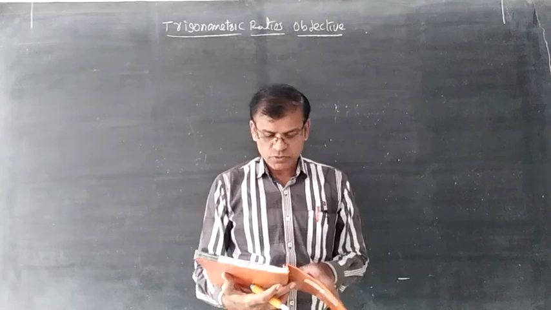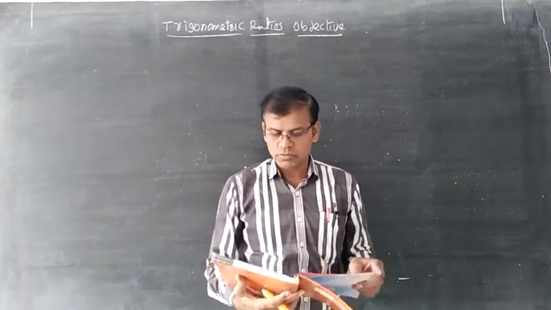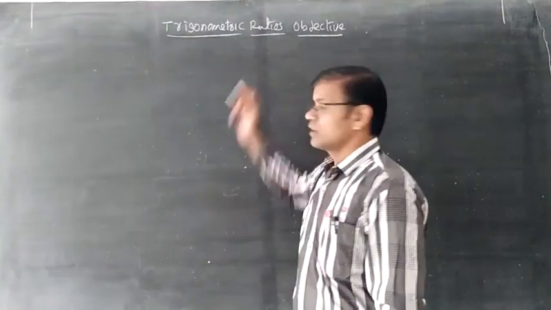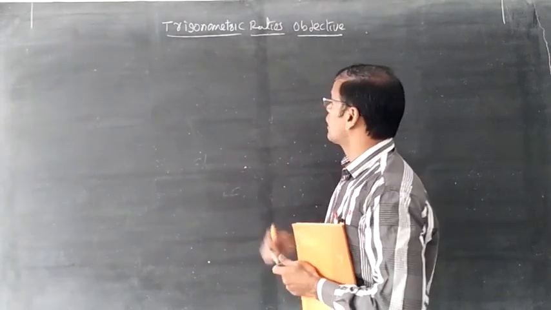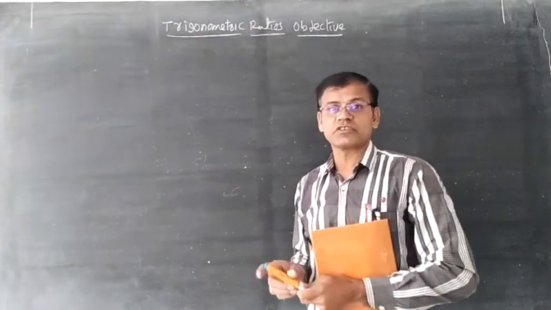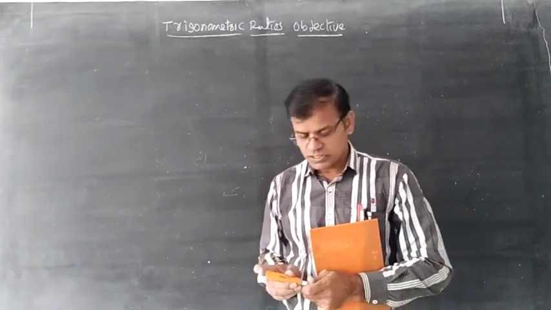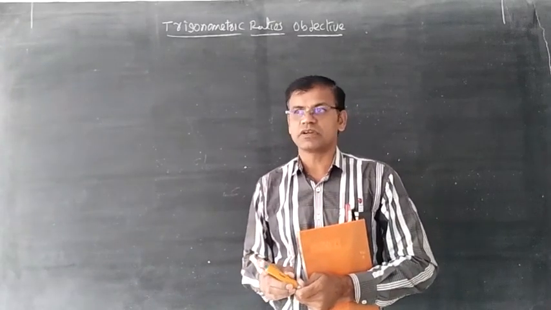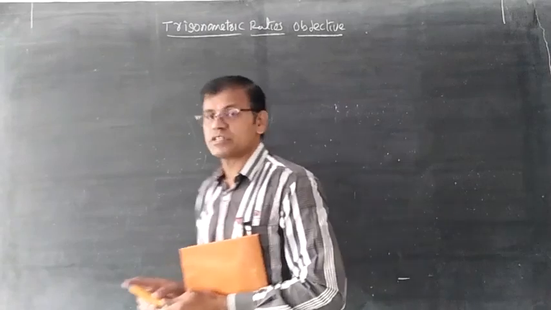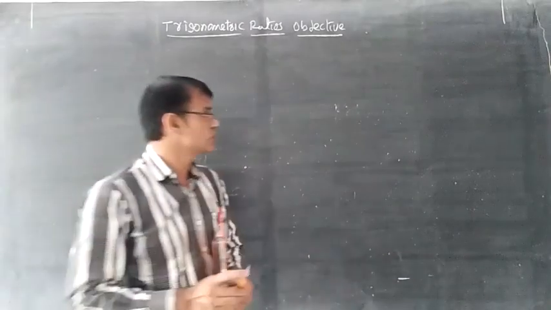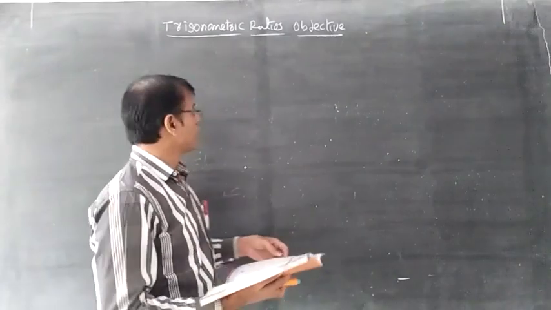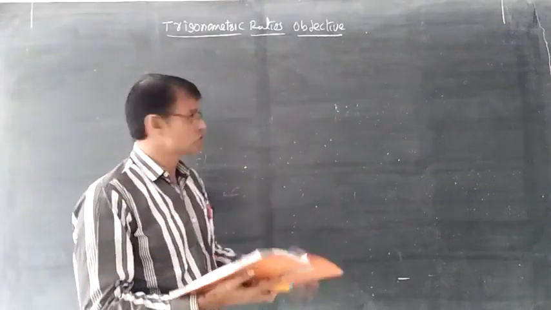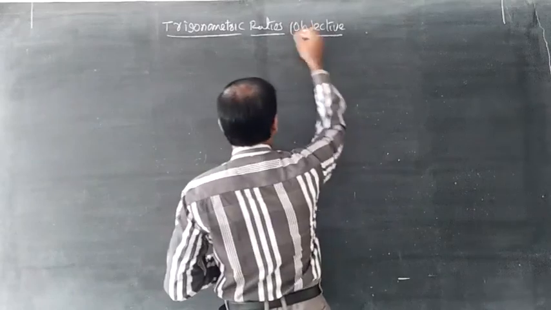Dear students, today's topic is trigonometric ratios objective. Until yesterday we have completed the trigonometric ratios topic. Not only trigonometric ratios, up to transformation we have finished each and every sum, theory and concept, everything based on the trigonometric basic concepts, full-fledged concepts and sums we have discussed. Now today we are discussing trigonometric ratios objective according to our material.